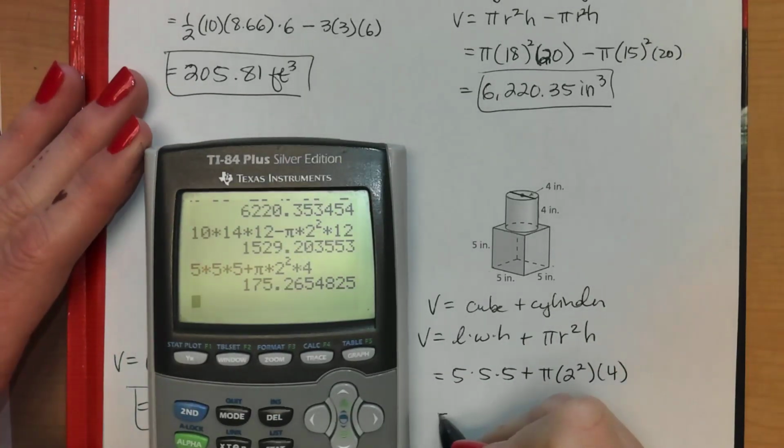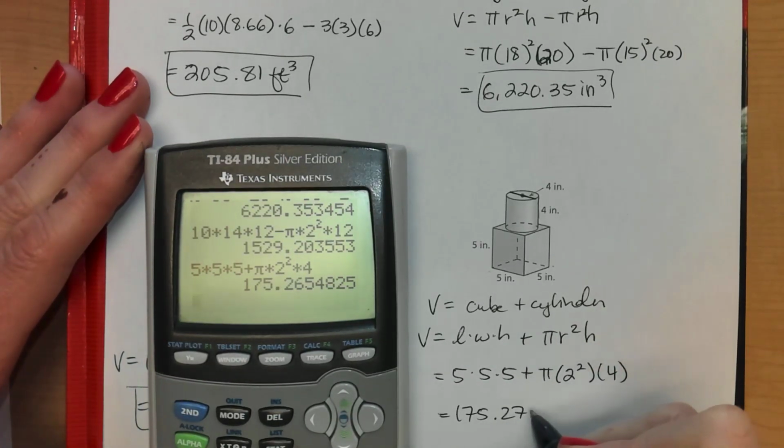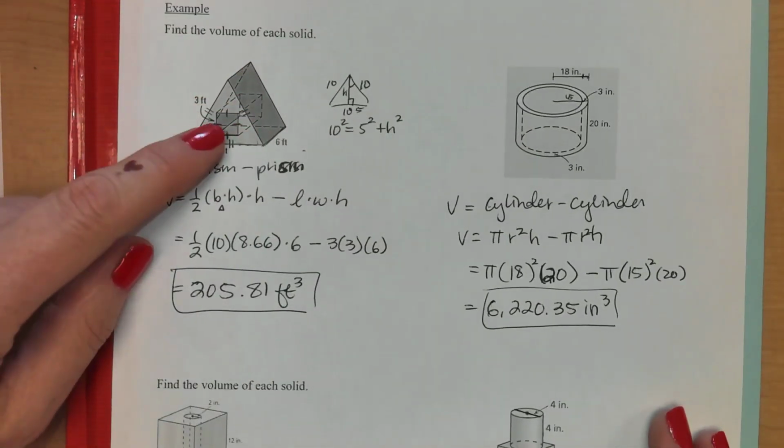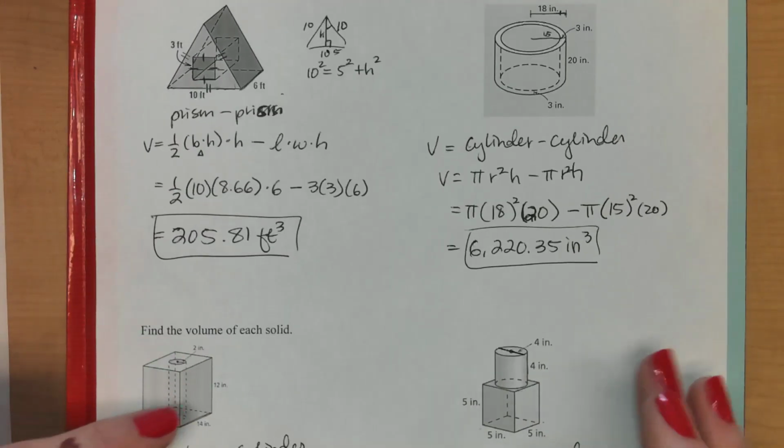This gives us about 175.27 inches cubed. So if we're stacking shapes, we add those, but if we've got a shape with another one inside of it, those are going to be subtraction.